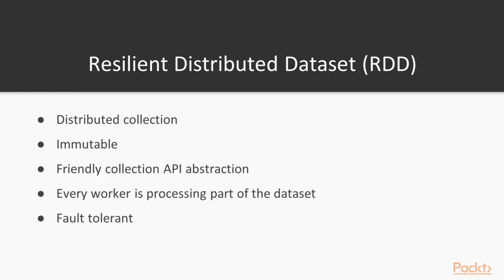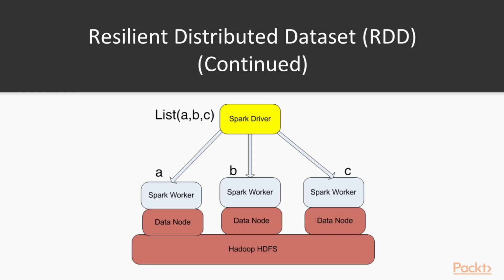The dataset is fault tolerant, so if something bad is happening and we need to restart our worker, every operation will be resumed from the point where the failure occurred. And let's look at the example.